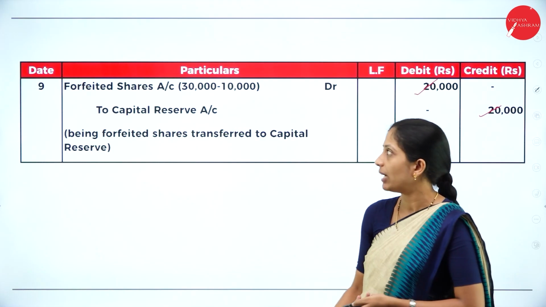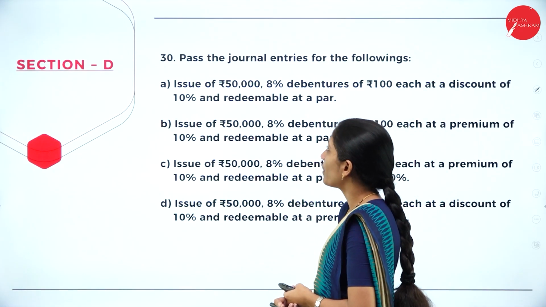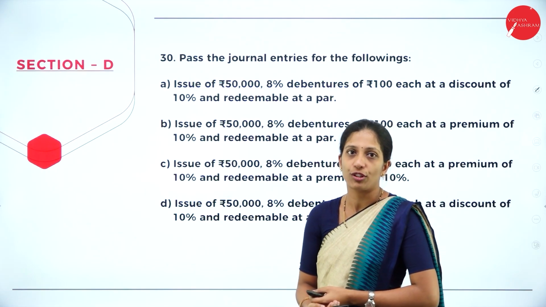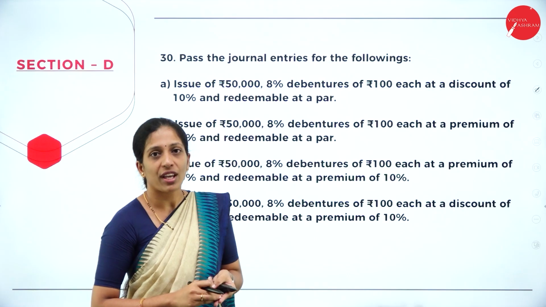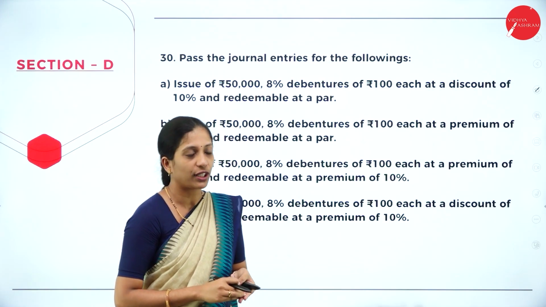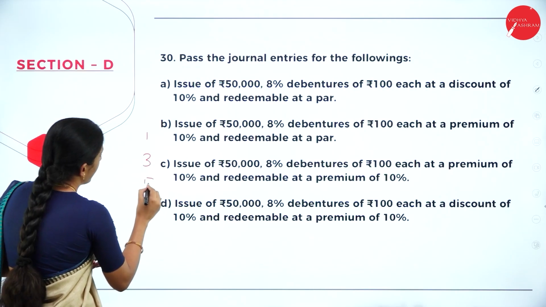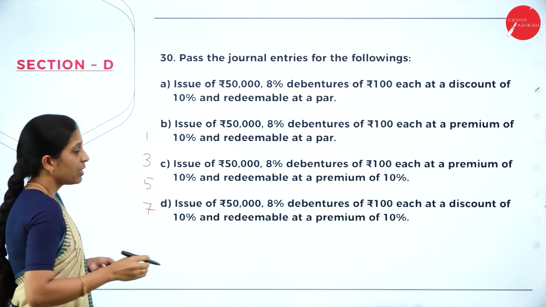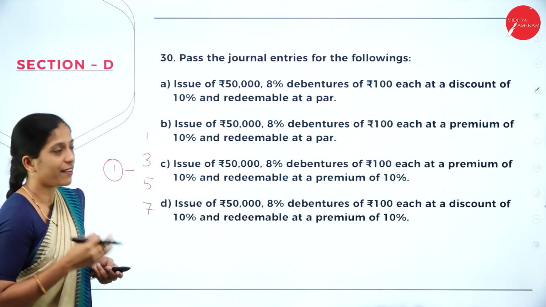It is very simple. Now, we shall continue with the 30th problem. This is a problem relating to issue and redemption of debentures. They have given only 4 situations where you have to record 8 entries. Your first, 3rd, 5th and 7th entries are the same, which carries 1 mark. Entries are the same but the amount differs.